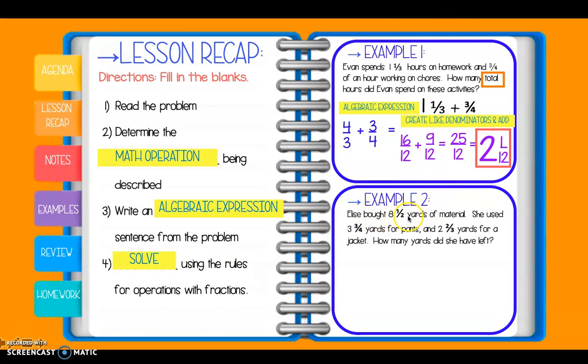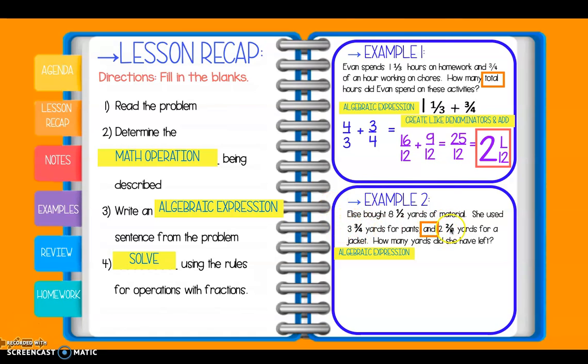Elise bought 8.5 yards of material. She used 3 3/4 yards for pants and 2 2/3 yards for a jacket. How many yards did she have left? So in this problem, we've got 2 steps. We first see the word and, so that means I'm going to have to add the part of the fabric that she used.